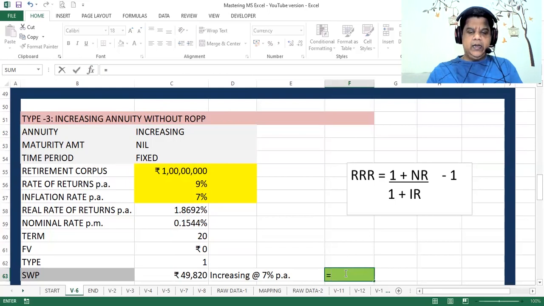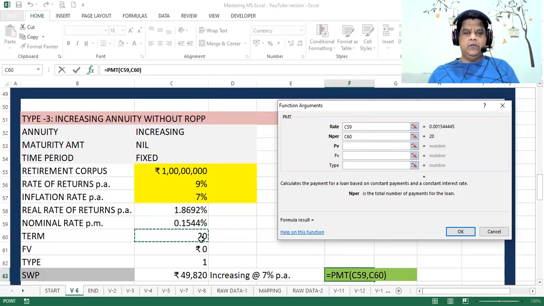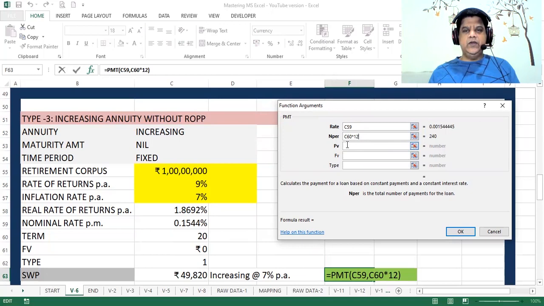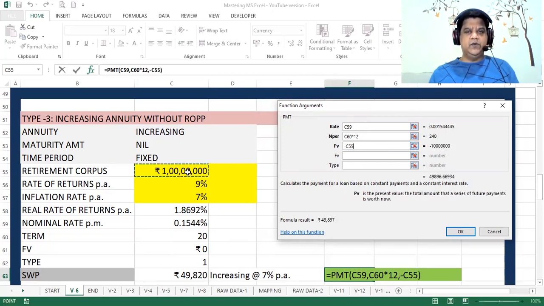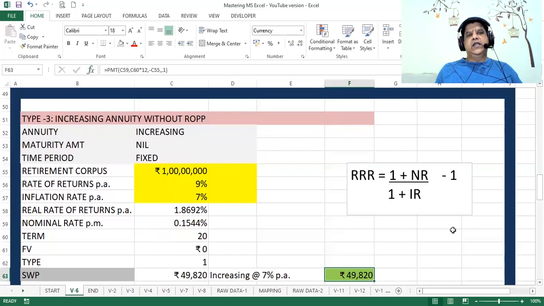So is equal to, again, PMT here, bracket open, FX. Rate, I'm going to use this. This is the monthly rate. N per is 20. I'm going to multiply it by 12. Present value is minus. I'm going to take this amount. Future value is not there. Type I'm going to take as 1. So my answer is 49,820 rupees. This is the answer for annuity, which is increasing and without return of purchase price.